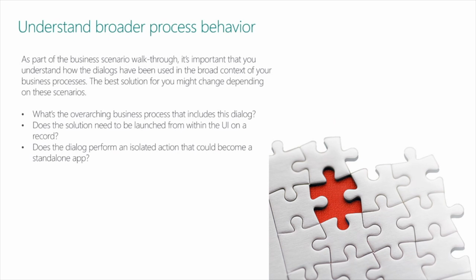Another thing to look at is also understanding the broader process behavior. As part of those walkthroughs and this evaluation, it's so important for you to understand how dialogues have been used in the broader context of your business process. So the best solution for you might change depending on these scenarios. It's really a question of what the business process needs. Because it might be that you're looking for just a straight dialogue replacement, but you might also be looking at overhauling your business process to leverage some of the new features that we have that might eliminate the need to have a dialogue to begin with.